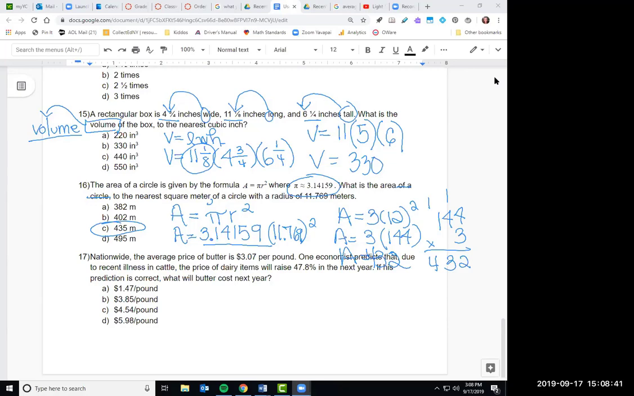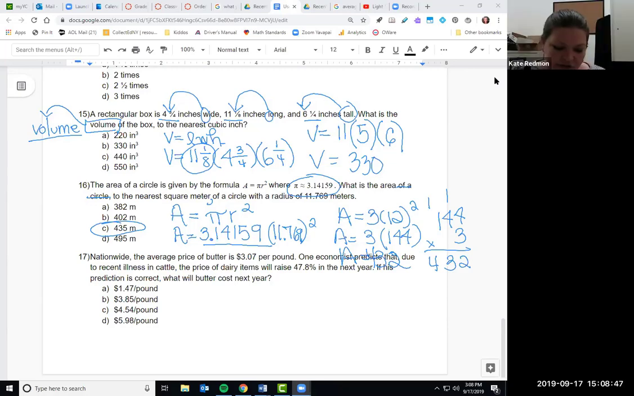So let's take a look at 17. Nationwide, the average price of butter is $3.07 per pound. One economist predicts that due to recent illness in cattle, and you guys, I made it up, there's no cattle plague that I know of, okay? But due to recent illness in cattle, the price of dairy items will raise 47.8% in the next year. If his prediction is correct, what will butter cost next year?